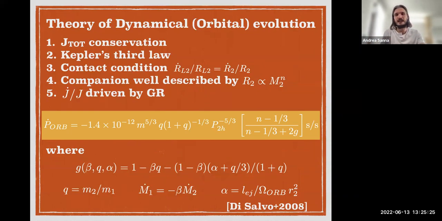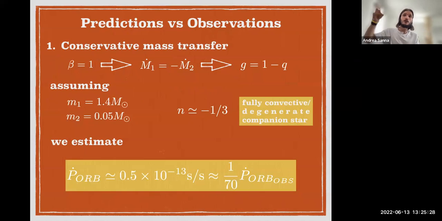It turns out that for SAC-J1808, if you assume that all matter transferred from the companion needs to accrete on the neutron star, the orbital period derivative should be two orders of magnitude smaller than the one that we observe. So we have observational evidence that the orbital period is expanding much faster than expected in SAC-J1808. But how is that possible? Is there a way to reconcile the fact that you are transferring matter and the orbital period is increasing too much with respect to the prediction?